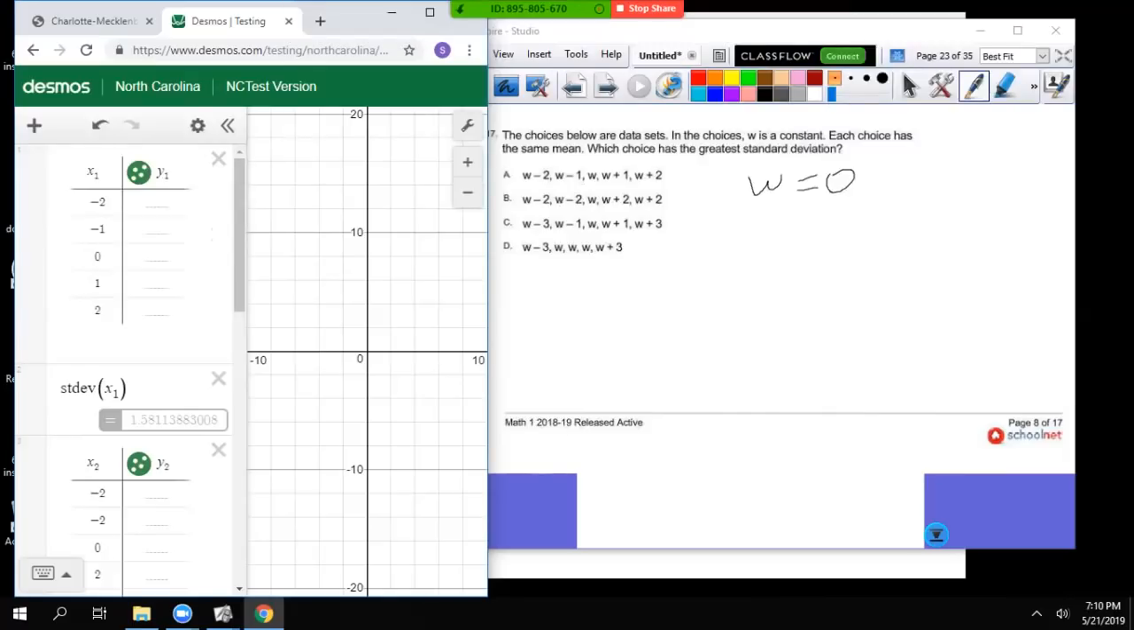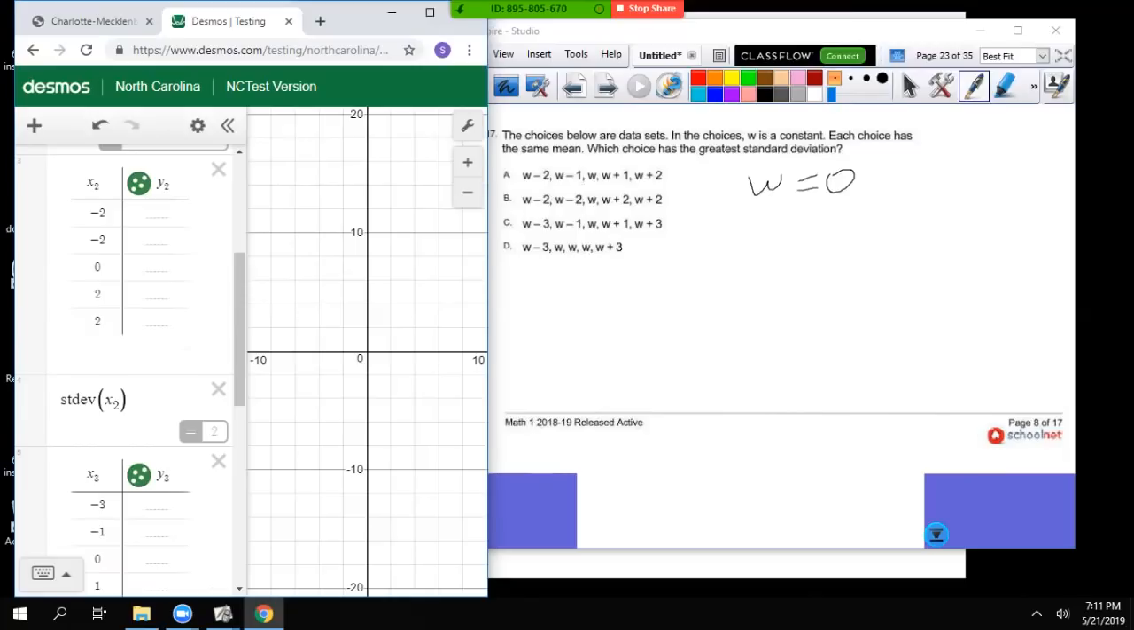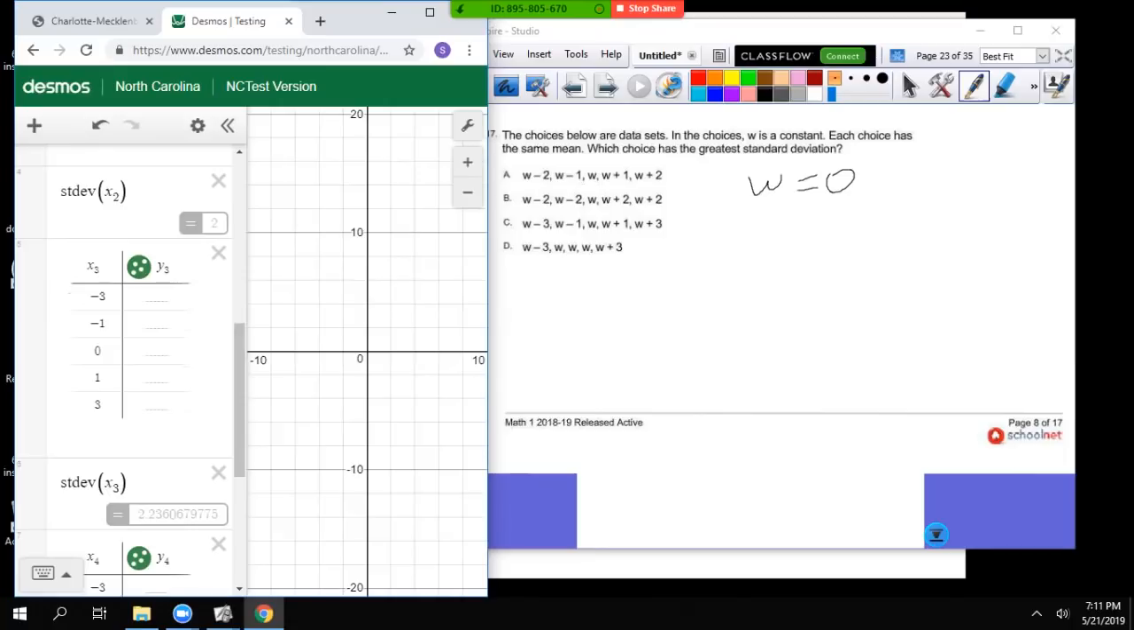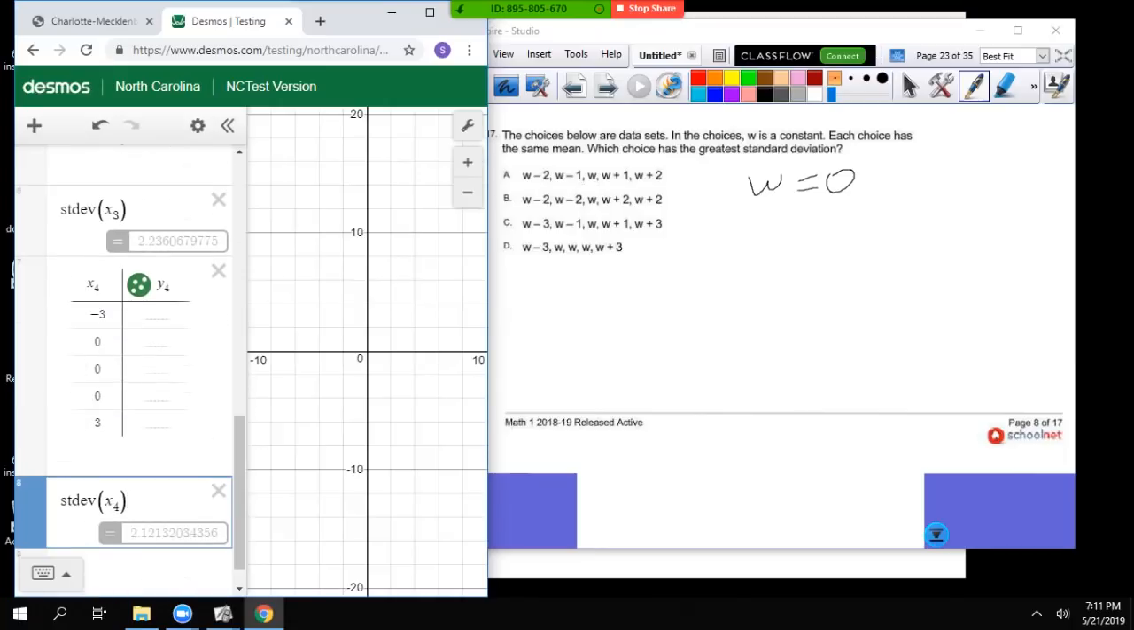Again, you all saw me enter in x of 1 and standard deviation for x of 1. Now I have x of 2 with the standard deviation. Here it is, 2. I have x of 3, and then that's my standard deviation for that. And x of 4 with the standard deviation of 2.12. Okay, remember, this is x of 1, x of 2, x of 3, x of 4. Now we're just going to compare. Okay, and we're looking for which one has the largest standard deviation, of course, because we have the word greatest. So which one of these standard deviation numbers is largest?